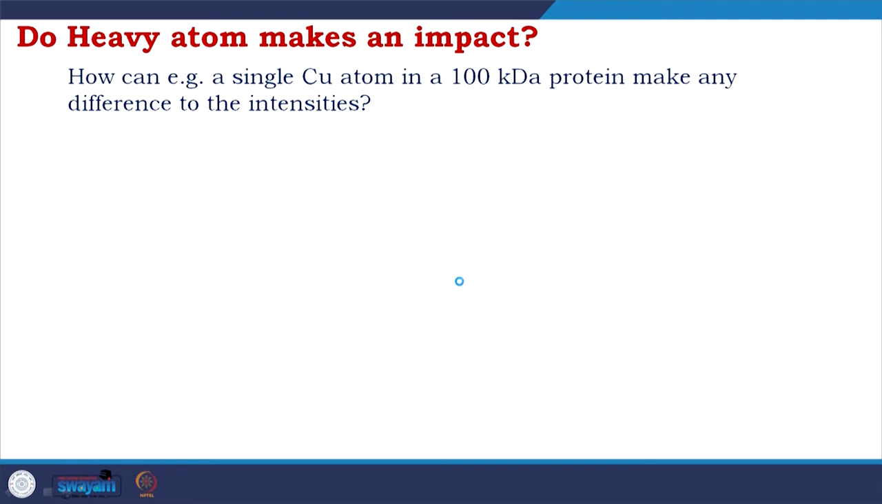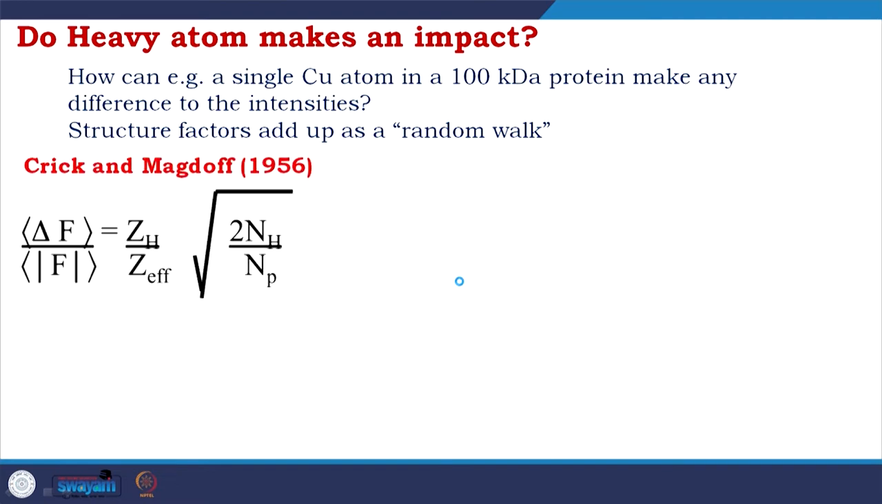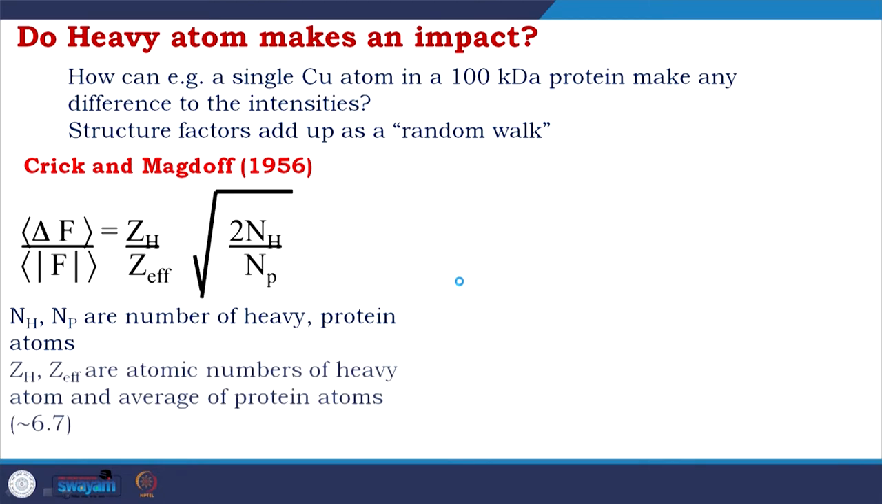So, before going into details, one thing you should know, do heavy atoms make an impact? Let us take a look, how can a single copper atom in a 100 kilodalton protein make any difference to the intensities? Structure factors add up as a random walk. Crick and MacDuff in 1956 calculated this, the change of structure factor, delta F by absolute value of F, equal to ZH divided by Z effective, root over 2NH by NP, where NH is the number of heavy atoms, NP is the number of protein atoms, ZH is the atomic number of the heavy atom, and Z effective is the average of protein atoms, which is 6.7.